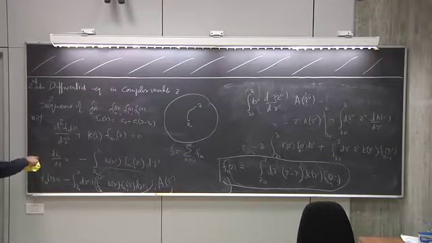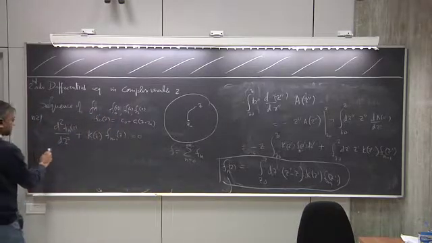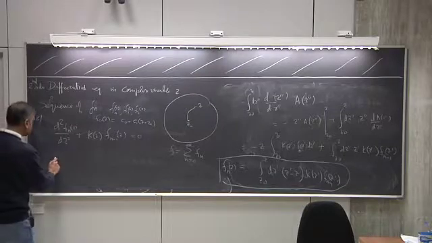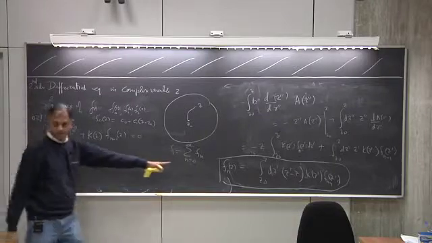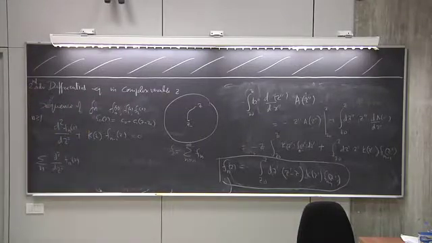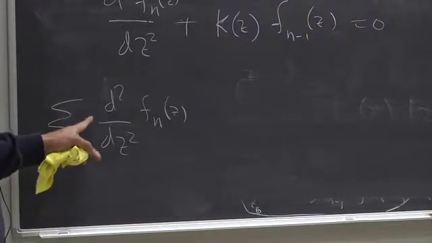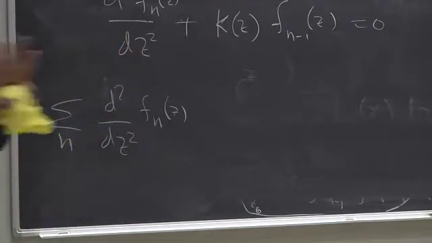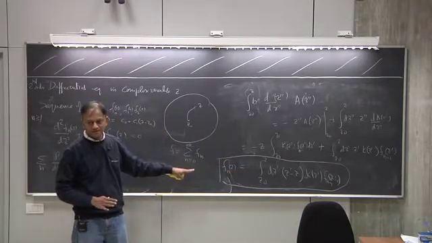Okay, can I erase this part? Okay, so let's take this combination and plug it in here. So you will get here d2 over dz2 of the sum over n of f n z. Or perhaps first I should show that this series converges uniformly, because otherwise you are not allowed to commute the two things, right? So maybe first I should show that. I'm going to show it, but let's assume that we have shown that this series converges uniformly.